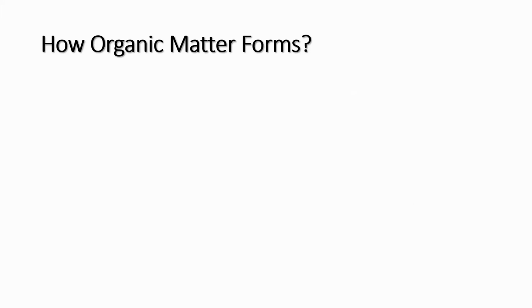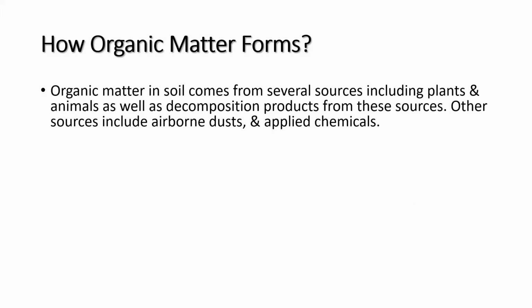Let's see how the organic matter forms. How does organic matter develop? In soil it comes from several sources. As I said, it can come from the plants, it can come from the animals, it can come from the decomposition of various other materials. That can be the airborne dust, that can be the applied chemicals. So there are a lot of ways from where the organic matter is coming.